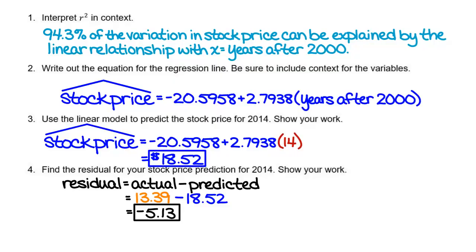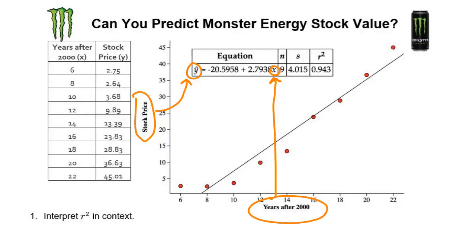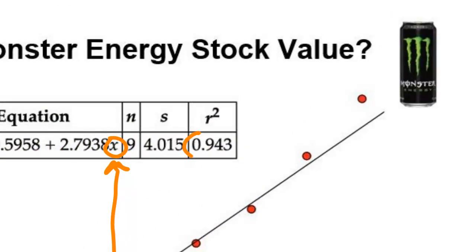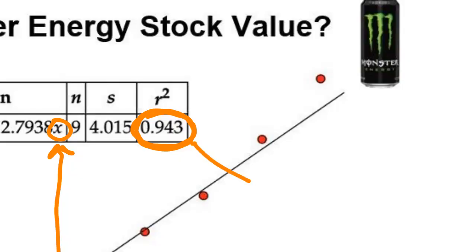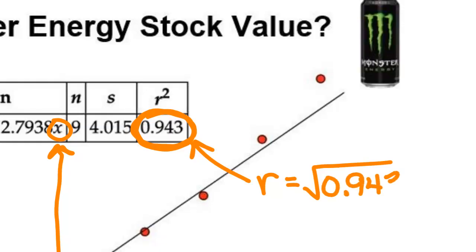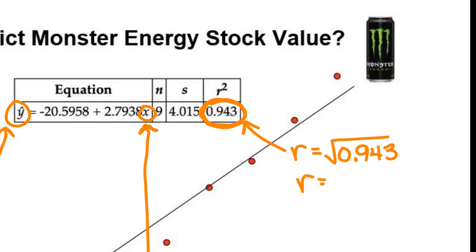All right. Before we go look at number 5, I want to come back to these summary statistics here, and I want to look at r squared. What would the r value be? If r squared is 0.943, how do we calculate r? Yep, we do the square root, 0.943. 0.971. Positive or negative? Why is it positive? You guys are right. It is a positive r value.